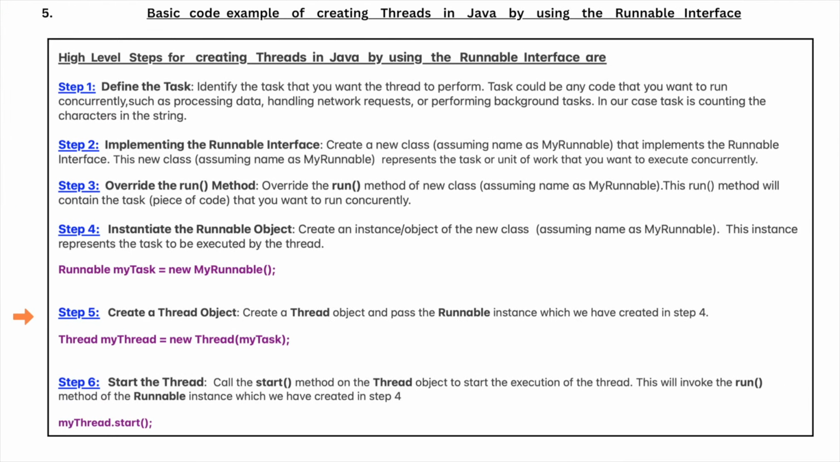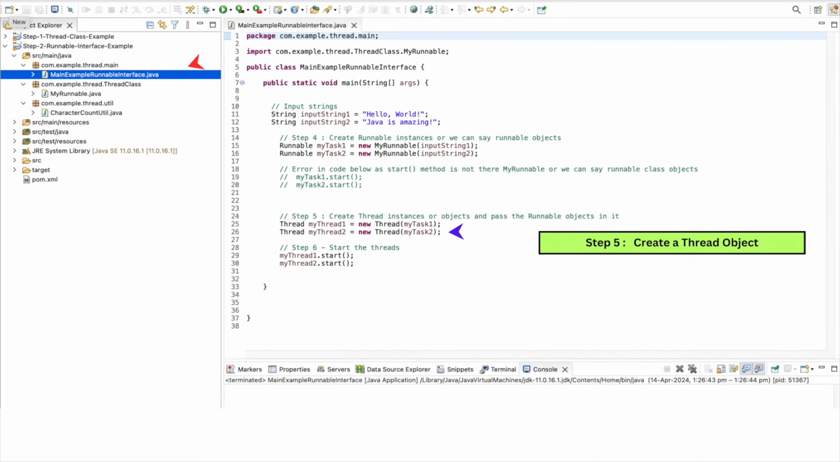Step 5. Create a thread object. Create a thread object and pass the runnable instance which we have created in step 4. This is the corresponding code walkthrough of step 5. Here we have created two thread objects, myThread1 and myThread2, and we have passed two runnable objects, or we can say two tasks, myTask1 and myTask2, in the constructor of both these thread objects.